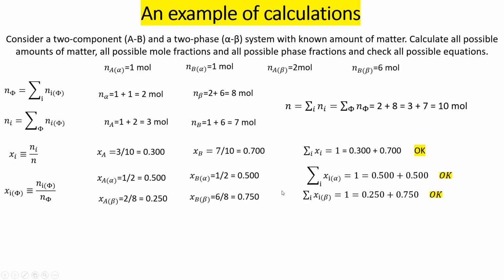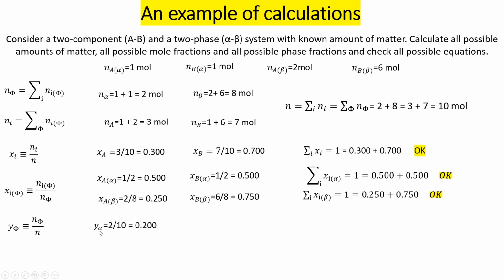Again, this equation should be obeyed, meaning that the sum of the two must be 1. Indeed, 0.25 plus 0.75 is 1, so this equation is also obeyed. Now let me calculate the phase ratios of the two phases.